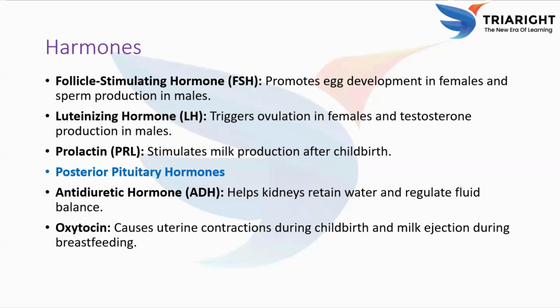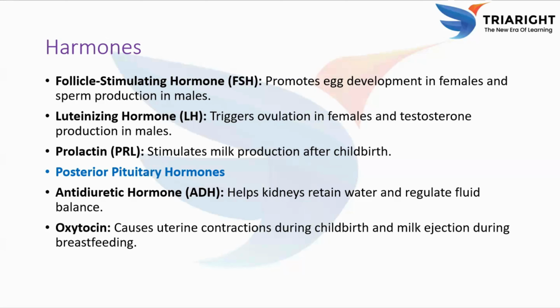It causes uterine contractions during childbirth. This hormone helps to push the baby out during vaginal delivery. It makes it easier for a mother to push out the baby during labor. It also causes milk ejection during breastfeeding.